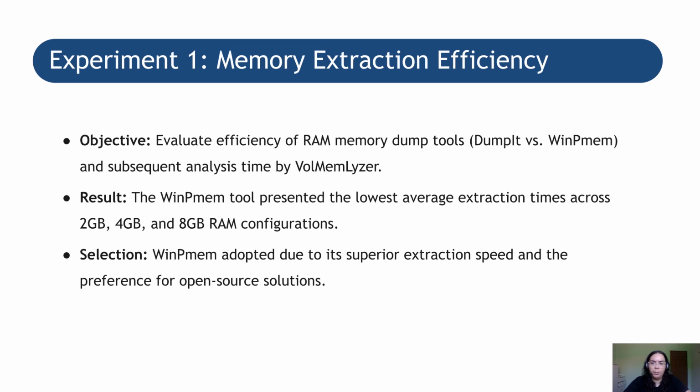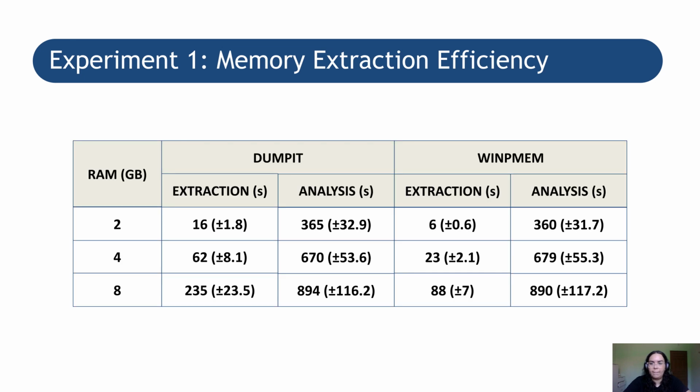We measured two metrics: extraction time, how long it takes to create the memory dump file, and analysis time, how long Vulneralizer takes to process the dump. Looking at the results table, for the 2 GB configuration, WinPmem required only 6 seconds, plus or minus 0.6 seconds for extraction. In contrast, DumpIt requires 60 seconds plus or minus 1.8 seconds. That's almost 10 times slower.